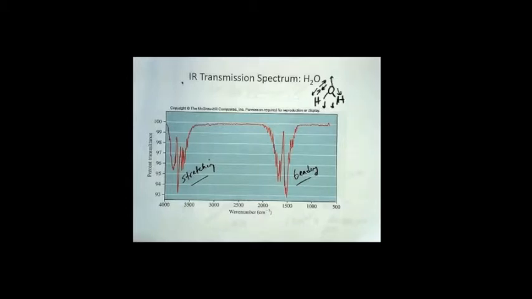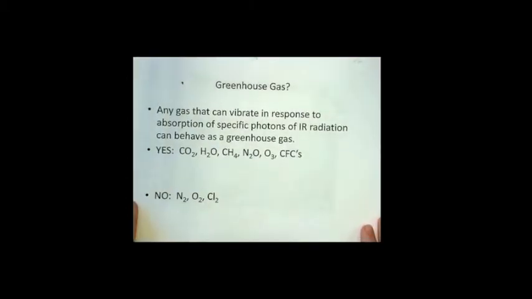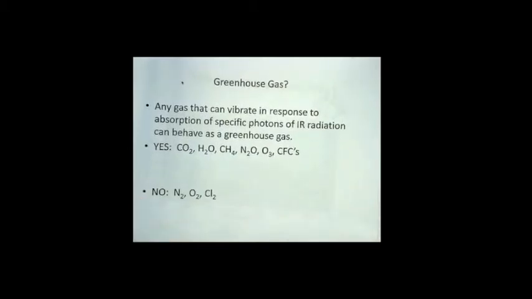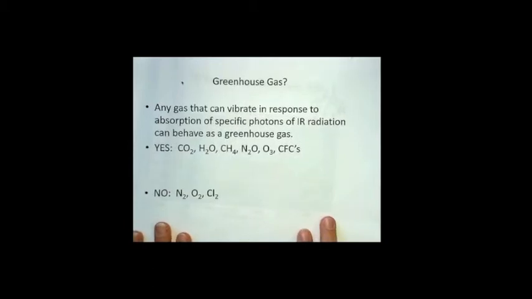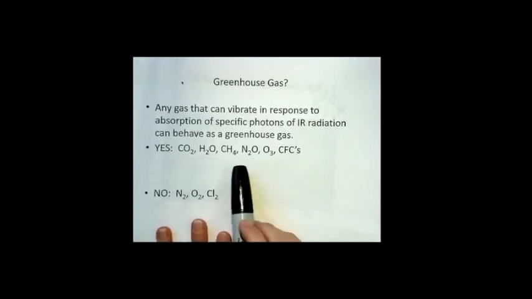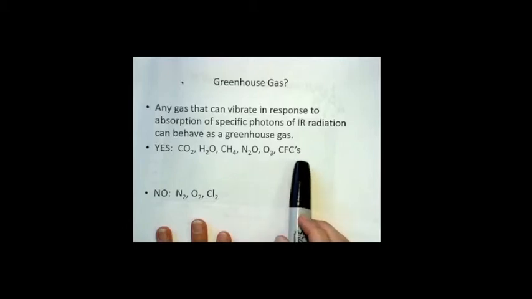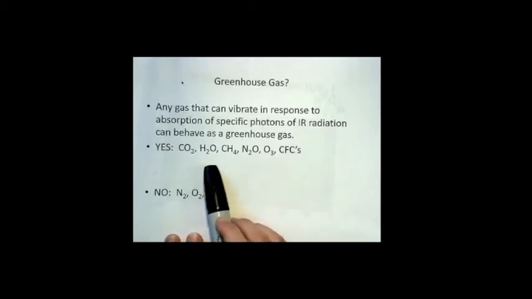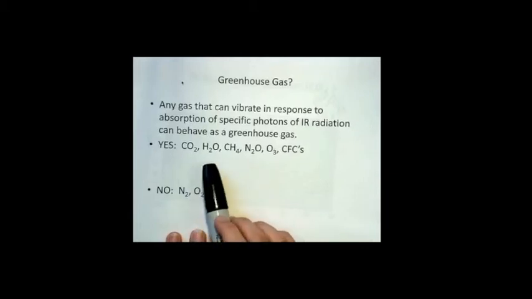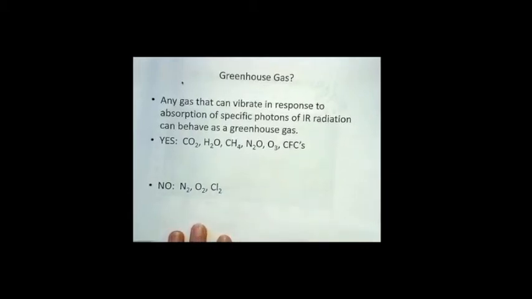All right, so now I think we can answer, what is a greenhouse gas? A greenhouse gas is any gas that can vibrate in response to the absorption of specific photons of infrared radiation. And so those that can do that, carbon dioxide, we've already seen, water, we've seen the spectrum, methane, nitrous oxide, ozone, and the CFCs. They're all molecules that have more than two atoms, so they are capable of bending and stretching, and because there's more than two atoms, the stretches can be asymmetric.